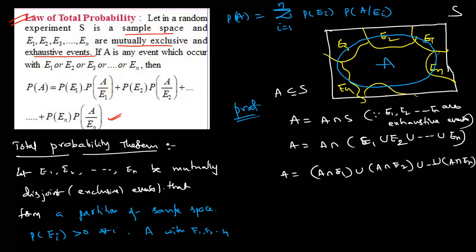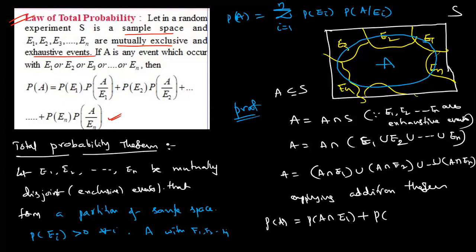Now applying the addition probability theorem on both sides, P of A is equal to P of A intersection E1 plus P of A intersection E2 plus and so on, plus P of A intersection En. After completing, tell me and I can proceed.